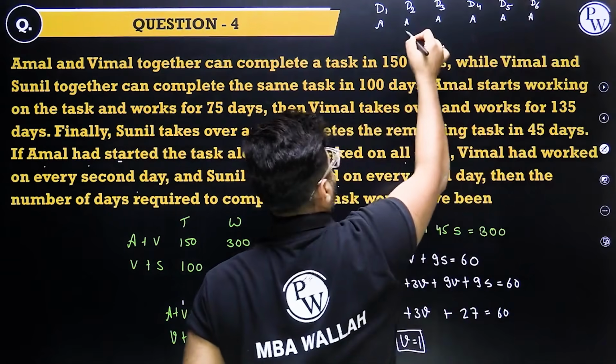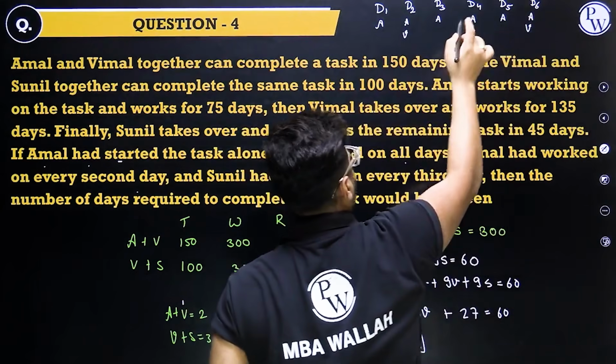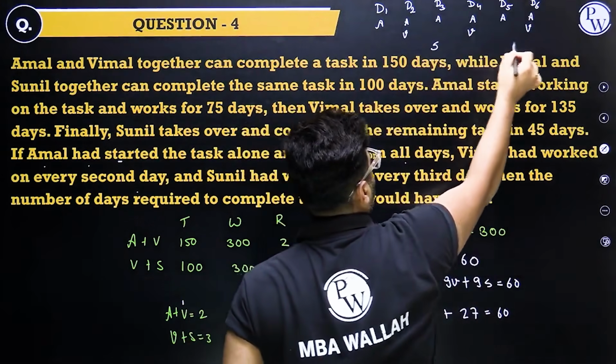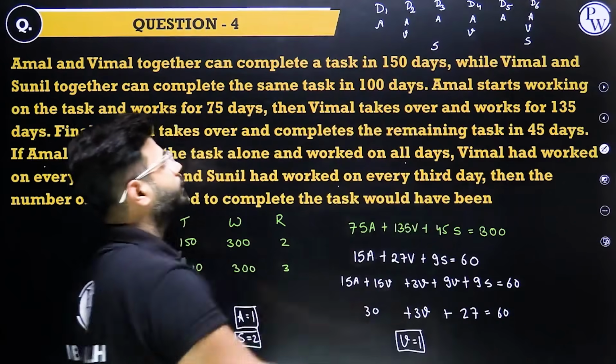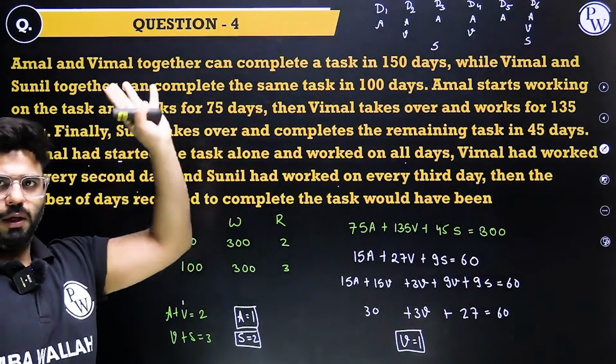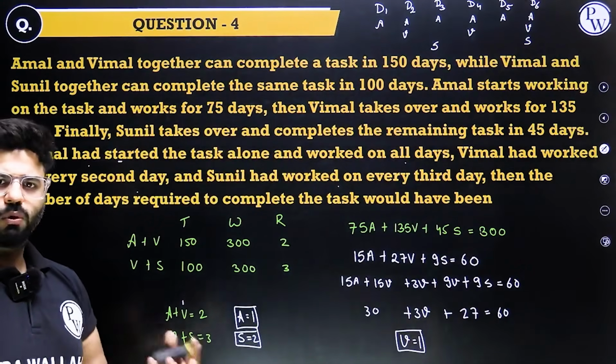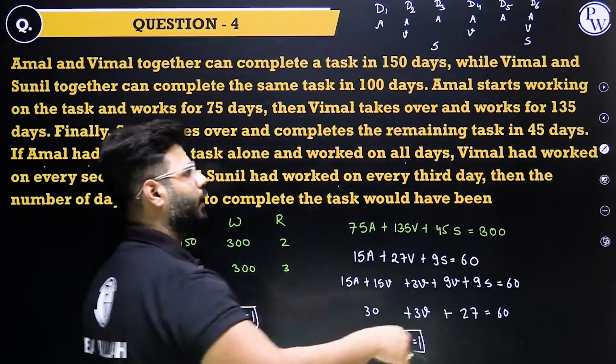So Vimal on every second day, so here, here and here. Sunil on every third day, so here and here. That's your cycle. After this, it will continue to repeat. Now you can calculate the amount of work in day 1 or cycle 1, right?